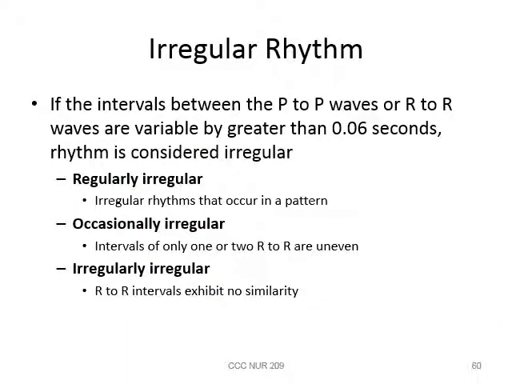Again, we talked about irregular rhythms. They can be regularly irregular. In other words, the irregular rhythm occurs in a pattern. They can be occasionally irregular. Intervals of only 1 or 2 R to R's are uneven. That can be with PACs, with PVCs. Or there can be an irregularly irregular rhythm. There is really no similarity between the R to R intervals. The irregular rhythm, you hear that, you need to think atrial fibrillation.